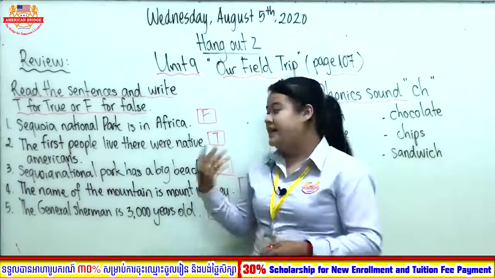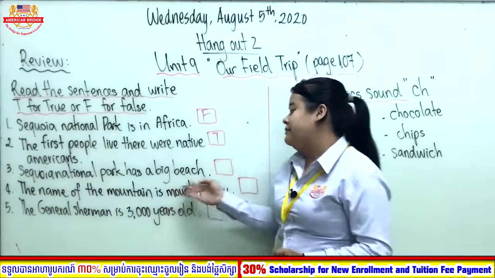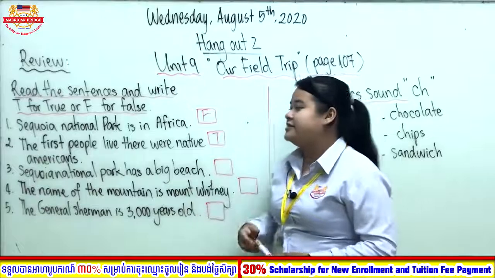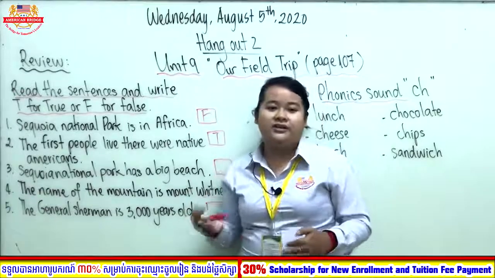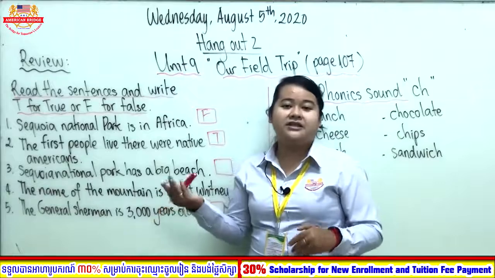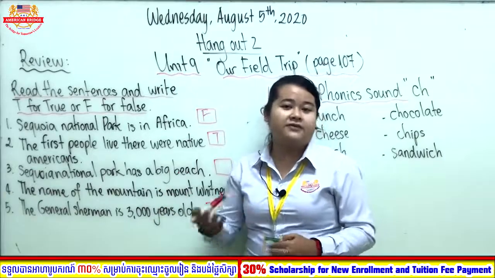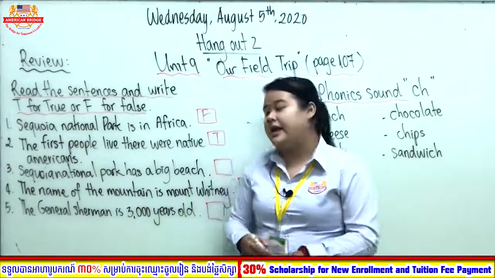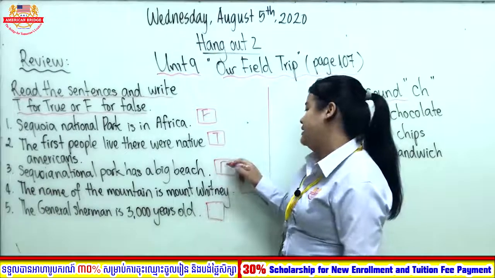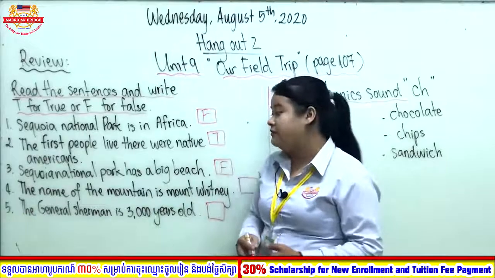Number three: Sequoia National Park has a big beach. Is this one true or false? Great, that one is false. As you know already, Sequoia National Park has mountains, forests, and lakes. So this one is false, and we need to write the letter F. Now let's move to number four.